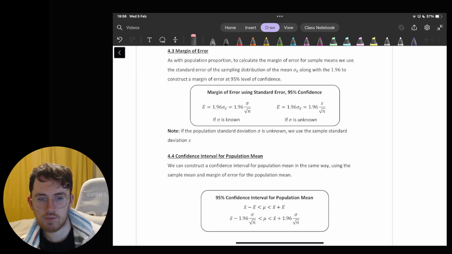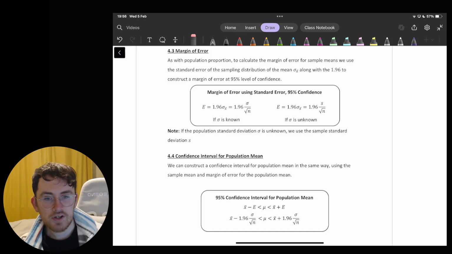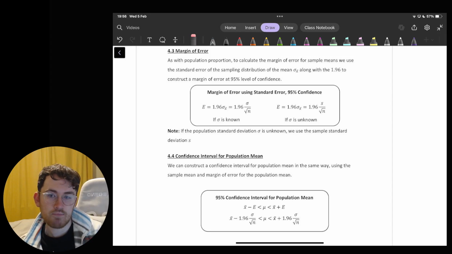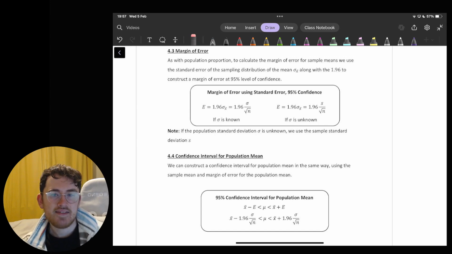We need to know how to construct confidence intervals for population mean and population proportion. Looking here at population mean, what we want is to be a certain confidence. We want to be 95% confident that the actual value for the population mean, which is represented by mu, falls within this range that we've constructed. Generally that is constructed based off our sample mean and the margin of error.